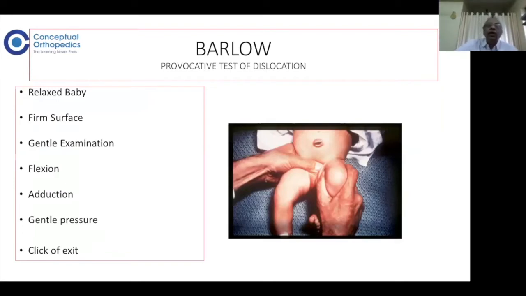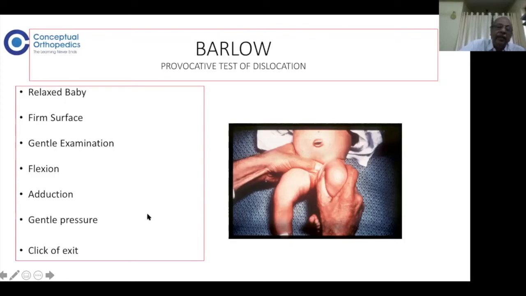The Barlow test is a provocative test for dislocation. The baby is relaxed on a firm surface. You should be very gentle in the examination. You flex the hip, you adduct and give gentle pressure on the medial side. The hip goes out. So it is a contained hip which goes out of the acetabulum, indicating that the hip is subluxatable.